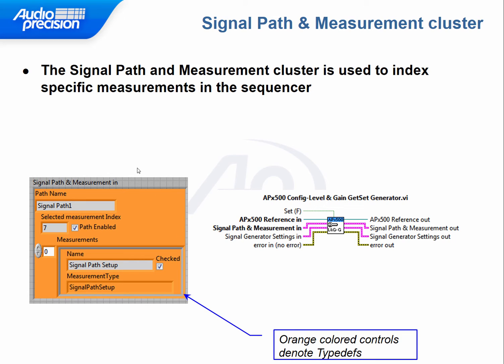So an example of how this signal path and measurement cluster is used: we pass in this cluster control called signal path and measurement. It goes into the measurement and it's passed out the other side just for convenience, because we use it a lot in the VI collection that's in the .NET driver.